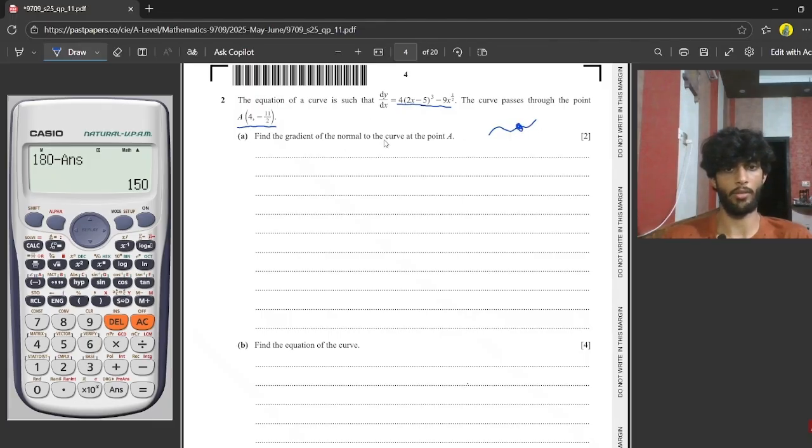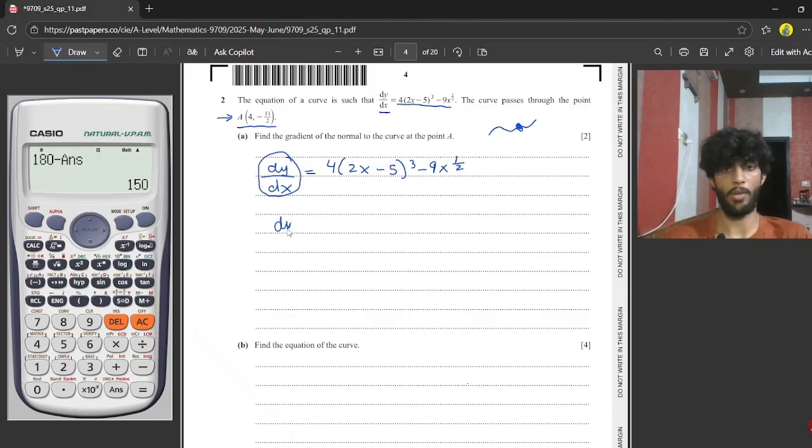All we need to do is find the gradient at that point. That's why we have the derivative. The derivative is what the gradient is. So we got dy by dx being equal to 4 times (2x minus 5) raised to the power 3 minus 9x raised to the power 1 by 2. And we already know the x coordinate of point A, which is 4. So let's chuck that 4 in here, and then we will find the derivative at point A.